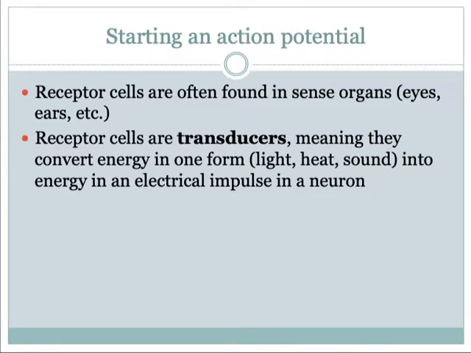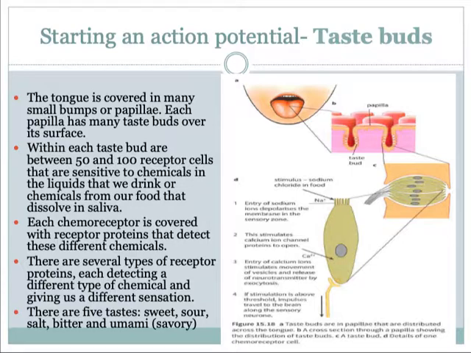Receptor cells are transducers. They convert energy in one form, like light or heat or sound, into energy of an electrical impulse in the neuron. And those receptor cells are often found in sense organs, for example. Light receptor cells are found in the eye. Sound receptors are found in the ear.